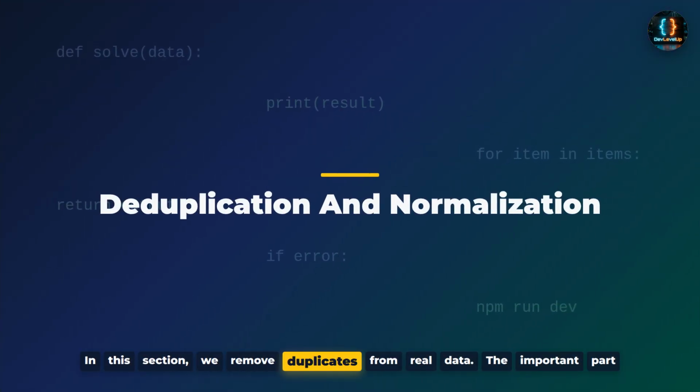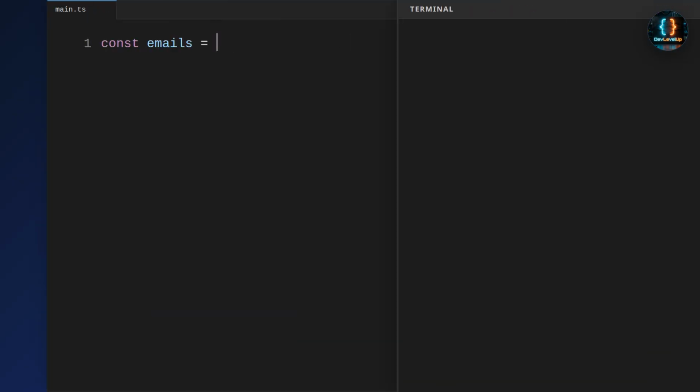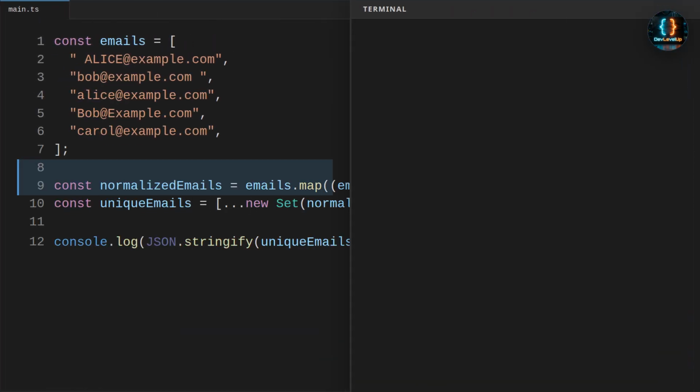In this section, we remove duplicates from real data. The important part is choosing the comparison value before we deduplicate. A newsletter import often gets emails with extra spaces and inconsistent casing. Let's trim each email, lowercase it, and then use a set to keep only unique normalized addresses.